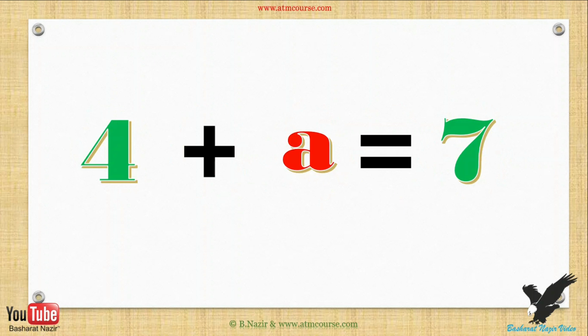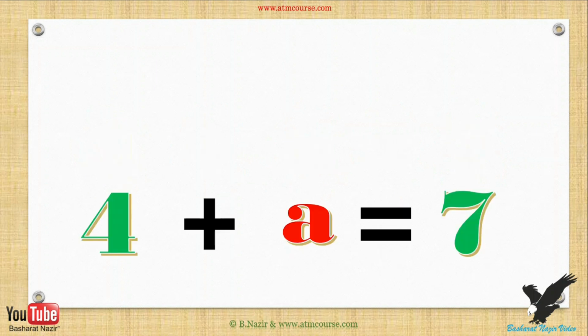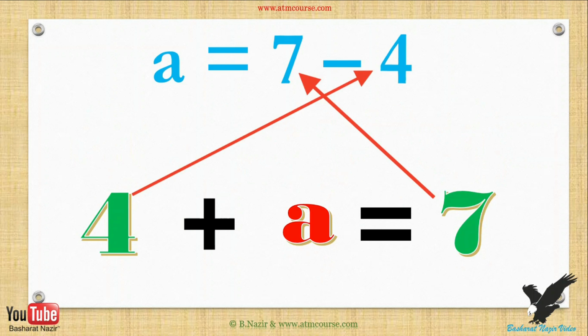First look to see if you can find the missing answer by working it in your head. If you can't, then use the following method. Shown in blue is how you work out the answer. Your answer is found by subtracting 4 from 7, as shown. In this case the answer is 3.